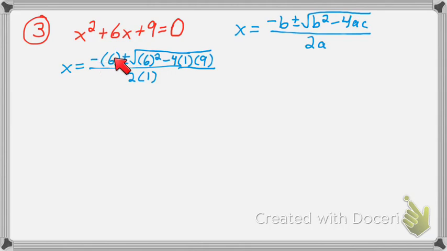For instance, the negative of 6 is simply negative 6. Plus or minus the square root of 6 squared would be 36. And you're allowed to use your calculator through this. When I do negative 4 times 1 times 9, negative 4 times 1 is negative 4. Negative 4 times 9 is negative 36. So I'm going to write minus 36 right there. Over 2 times 1 is simply 2.